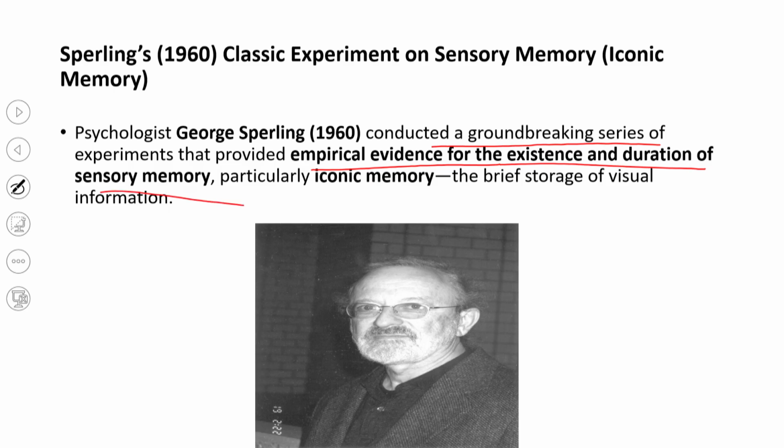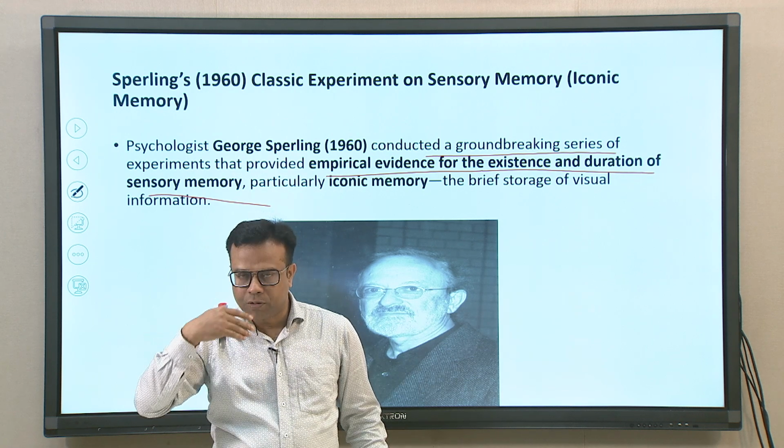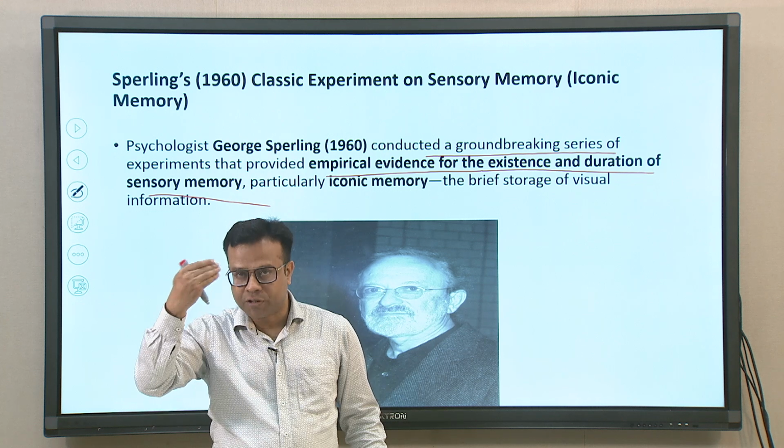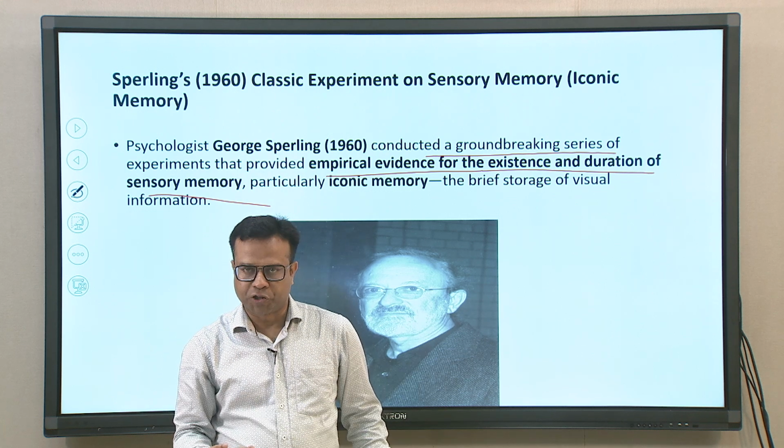What is the proof that sensory memory exists? This was proved by some of these classic experiments, that there is an existence of sensory memory and why it has a short duration of time. What is the time period in which the information is stored in sensory memory? How do we know all this information?